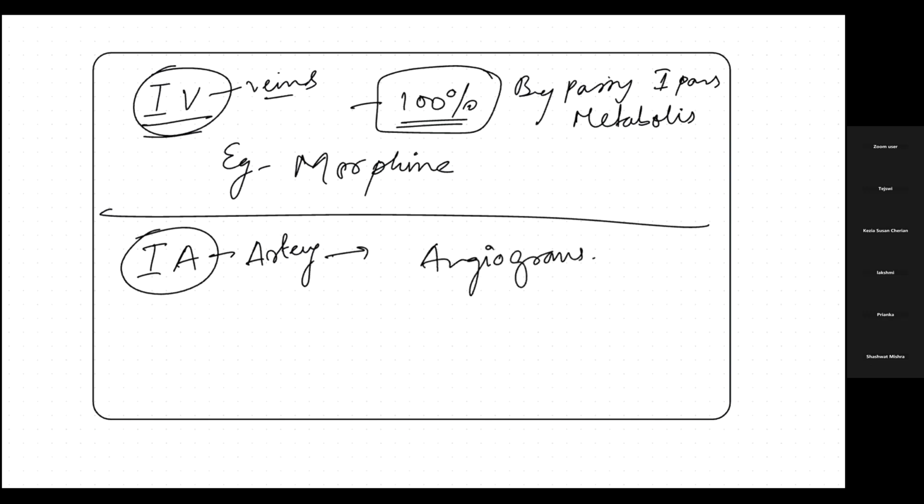But what is another demerit? Definitely it's painful, it's risky. Aseptic precautions are required. Okay, an example for it can be an angiogram. Now we can go for another one. What is the other one?